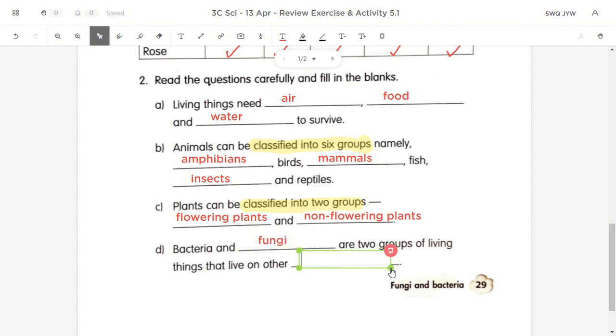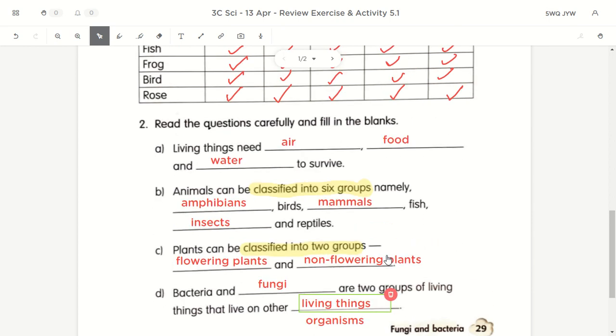Or I also accept another answer. Okay, so we know that bacteria feeds on other living things. We know that fungi feeds on other living things, or even dead things, or things that were once alive. So I actually also allow another answer, which is organisms. Okay, basically any living thing, big or small. So you can either write living things or organisms. Both are fine with me. So there are 2 different answers, but I accept both.